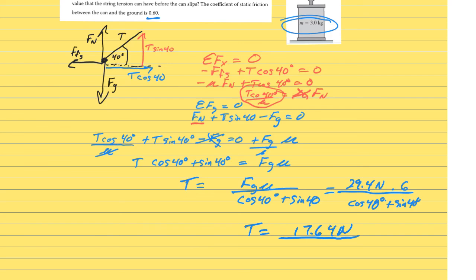And then let me do the, just drop my calculator. I get cosine of 40 plus sine of 40 equals 1.41. 17.64 divided by answer equals 12.5 newtons. Woo woo, woo woo.